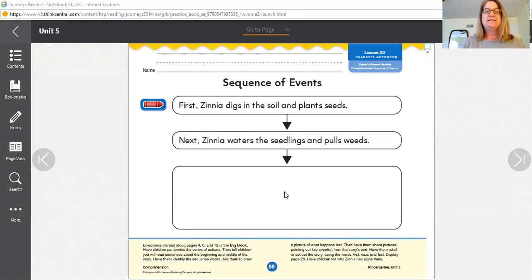I'll ask your parents if they can send me a picture of your picture that you drew. That would be great. But that is what sequence of events is. And we'll be learning more about this as well.